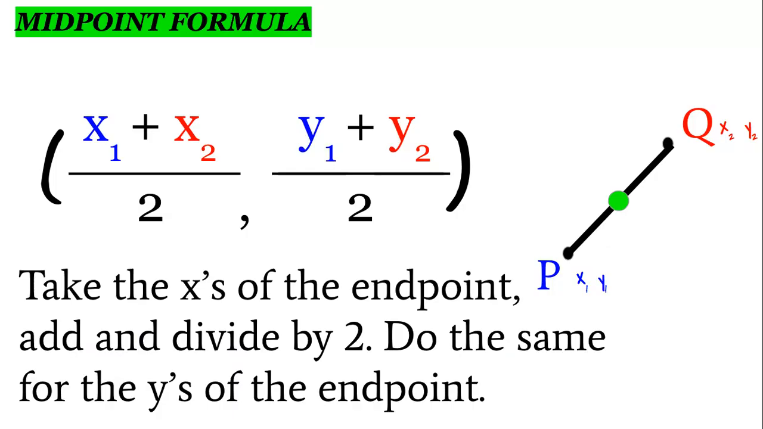Our midpoint formula takes the x's of our endpoints, adds them, and divides by 2. It does the same for the y's of our endpoints. This would give us the x-coordinate of our midpoint, and this part of the formula would give us the y-coordinate of our midpoint.